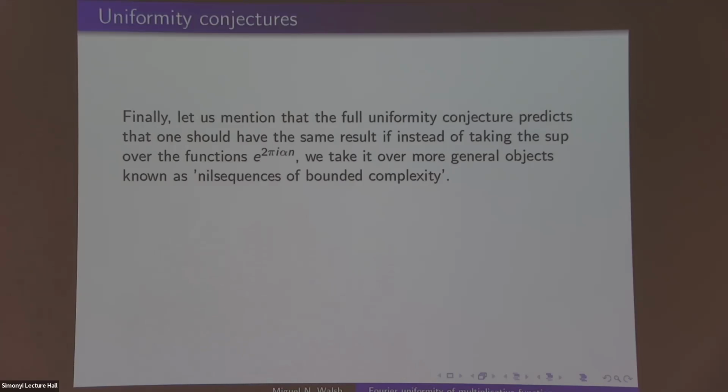And so in particular, they generalize the exponentials. The exponentials arise in the particular case where G mod gamma is R mod Z. And the conjecture is that if I take the supremum over all these nilsequences, instead of just exponentials, I should get the same statement.